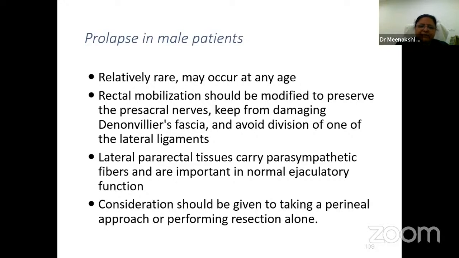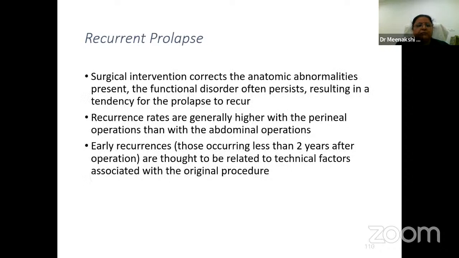Then prolapse in male patients, again we have to be very careful, because the lateral pararectal tissues carry the parasympathetic fibers, and they are very important in normal ejaculatory function. So when we deal with young males, we should be very careful when we deal with this rectal prolapse.